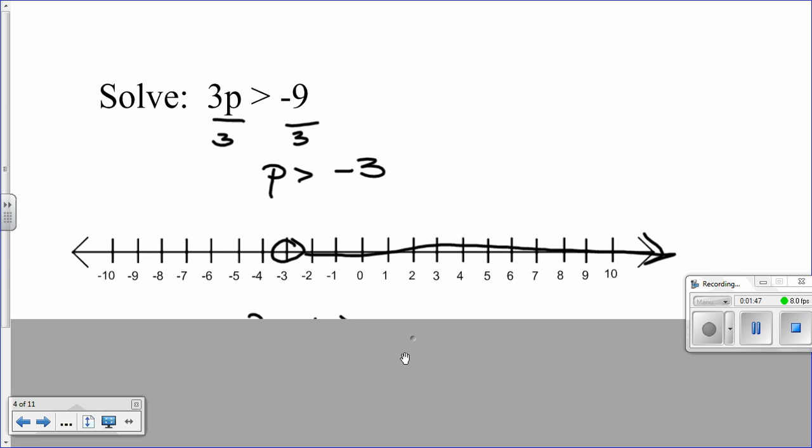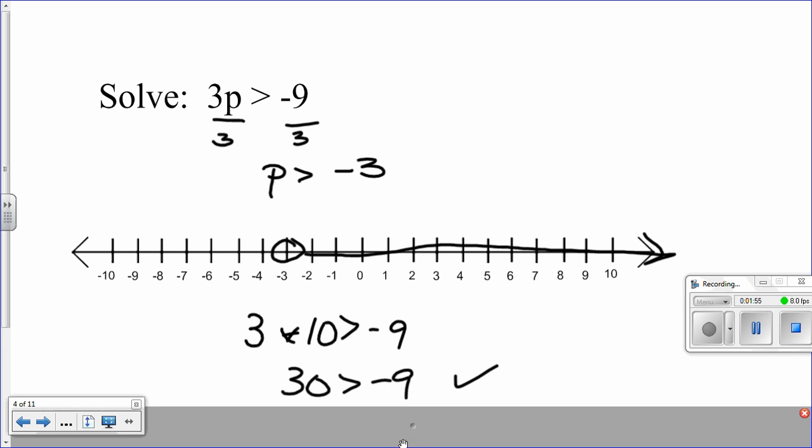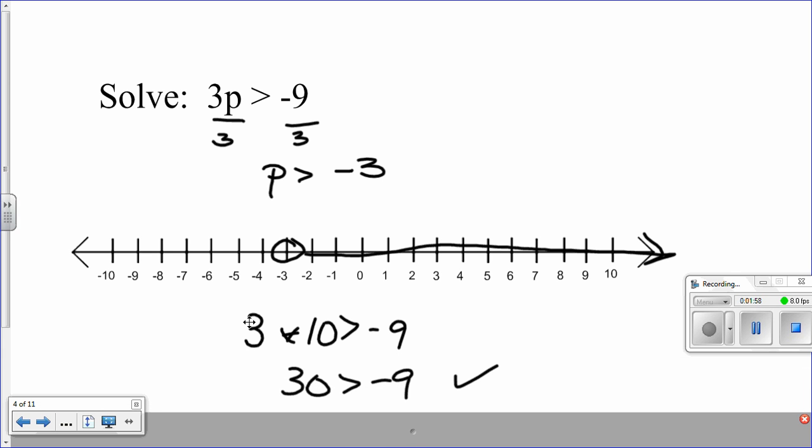Again, you want to check your work, so pick a number in the answer solution. I chose 10. 3 times 10 is greater than -9. And in fact, 30 is greater than -9, so we shaded correctly.